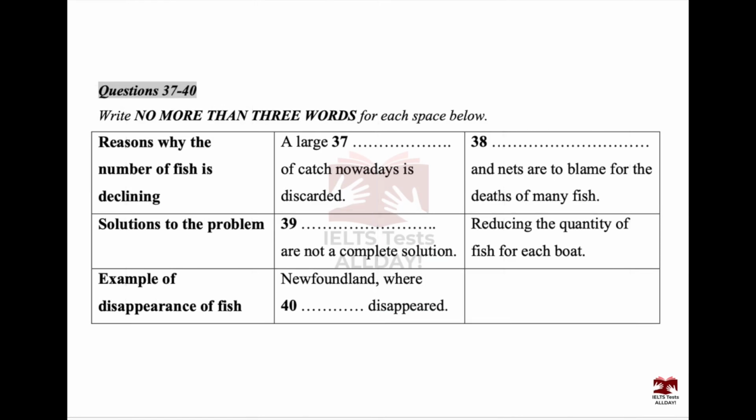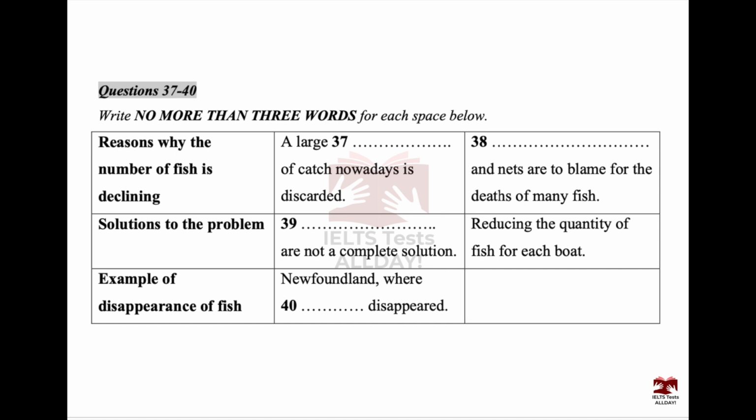Before the speaker continues, look at questions 37 to 40. As you listen, complete the table. Write no more than 3 words for each answer.